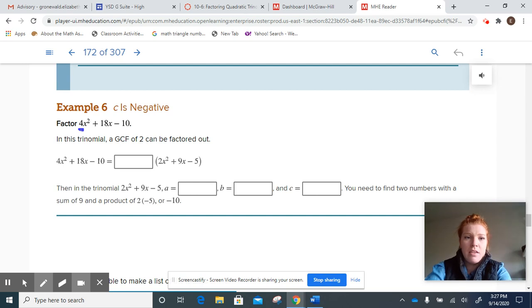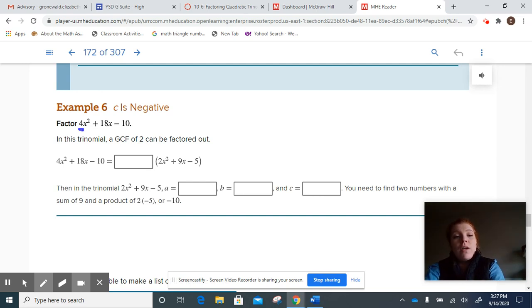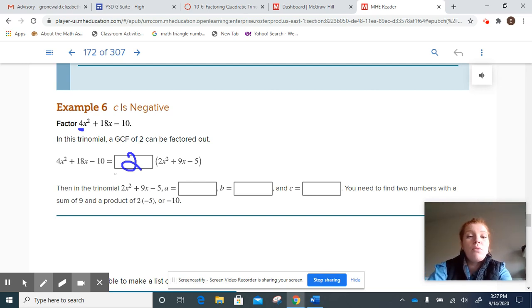So it says in this trinomial, a GCF, or a greatest common factor of 2, can be taken out. You always want to look for the GCF first before you start factoring, because it's going to make the factoring a lot easier. So if I take out a 2, then all of my terms get divided by 2. So it turns into 2x squared plus 9x minus 5.